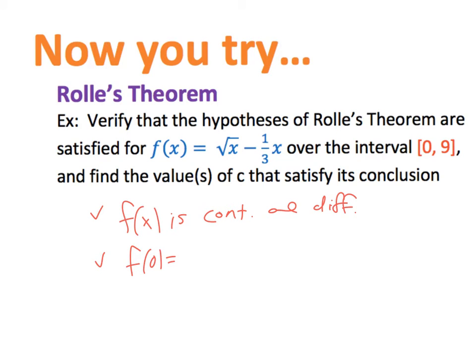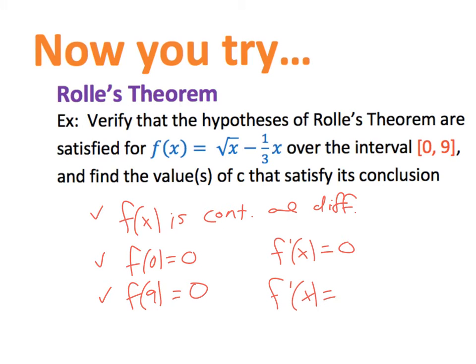So if I sub in 0, looks like I get 0 back. If I sub in 9, I get the square root of 9 minus 1/3 times 9, which is 3 minus 3, which is 0. So there, the outputs are the same. So now, since the outputs are the same, we're jumping right to finding the derivative, setting it equal to 0. So the derivative here would be 1 over 2 square roots of x minus 1/3, and you're setting that equal to 0 and trying to solve.